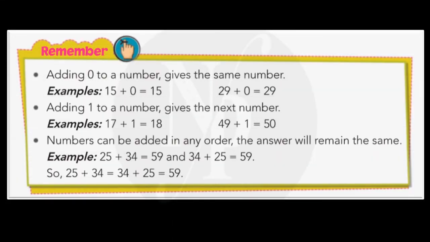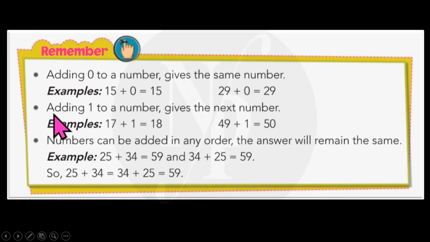Here we have some important points to be remembered. Remember, adding 0 to a number gives the same number. Examples: 15 plus 0 is equal to 15. So adding 0 to 15 you get 15. Or 29 plus 0 is equal to 29. So adding 0 to 29 you get 29 again. That means adding 0 to any number we get the same number.